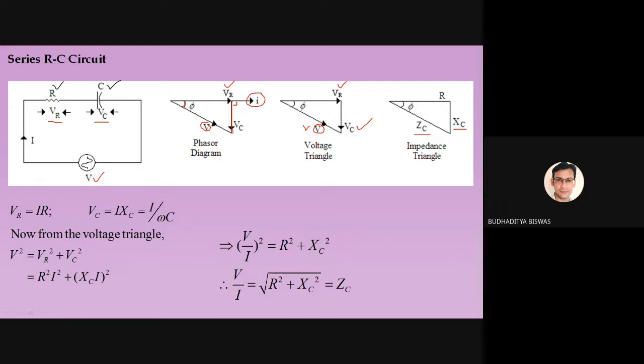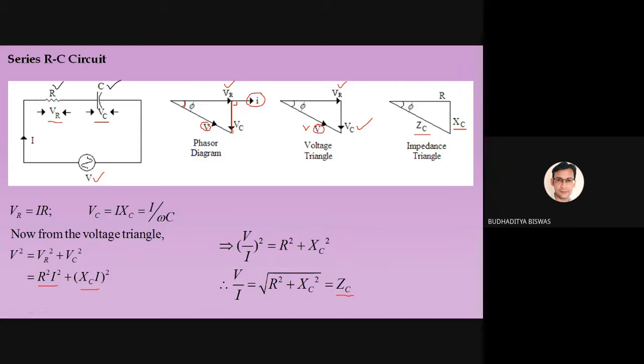Now what is VR square? VR square is nothing but R square plus I square. And what is Vc square? Vc square is nothing but I into Xc whole square. Then if you divide both sides by I, it comes V by I whole square equal to R square plus Xc square, or V by I equal to root under R square plus Xc square equal to Zc. So Zc is the impedance of that circuit.